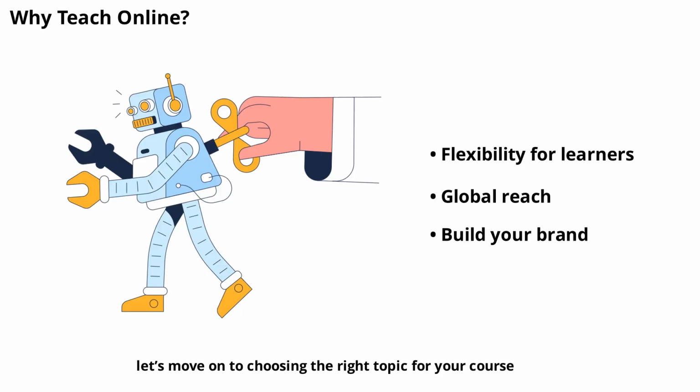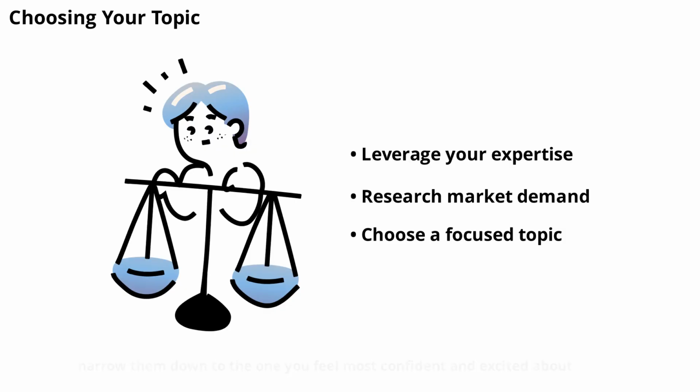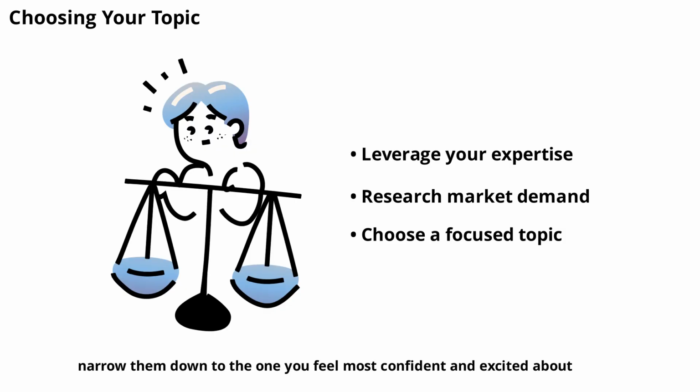Now, let's move on to choosing the right topic for your course. Selecting the right topic is crucial for your online course's success. Start by considering your own expertise and passions. What subjects do you know well enough to teach? Next, think about what your potential students want to learn. Research trending topics, check online forums, and see what's in demand. Ideally, your course topic should sit at the intersection of your knowledge and market needs. Once you have a few ideas, narrow them down to the one you feel most confident and excited about.